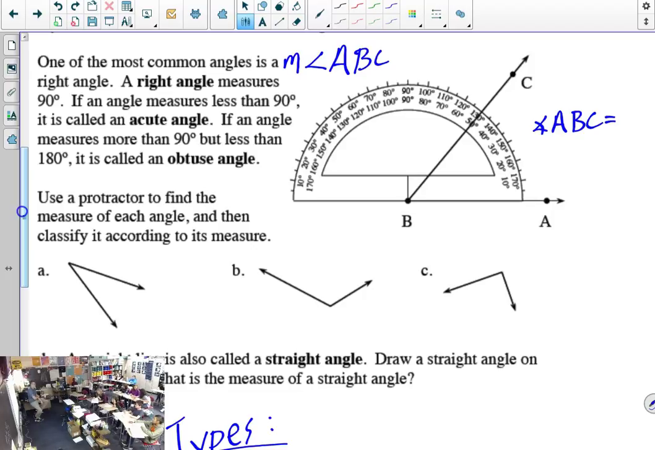So, you're raising your hand to tell me how big it is? All right, Ella, how big is angle ABC? But it goes through 130. You have to always make sure you start where? Start where? We have to start at a 0.